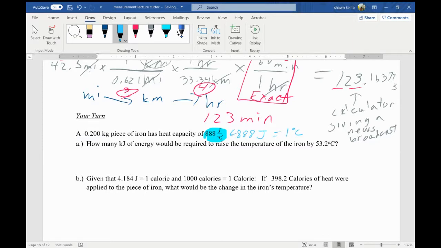How many kilojoules of energy would be required to raise the temperature of the iron by 53.2 degrees Celsius? Well, I still have 2 numbers, but I see one of them's temperature and I know where to go with temperature. So I'm going to start here. I have 53.2 Celsius and I am getting, just a second here. Let me see.